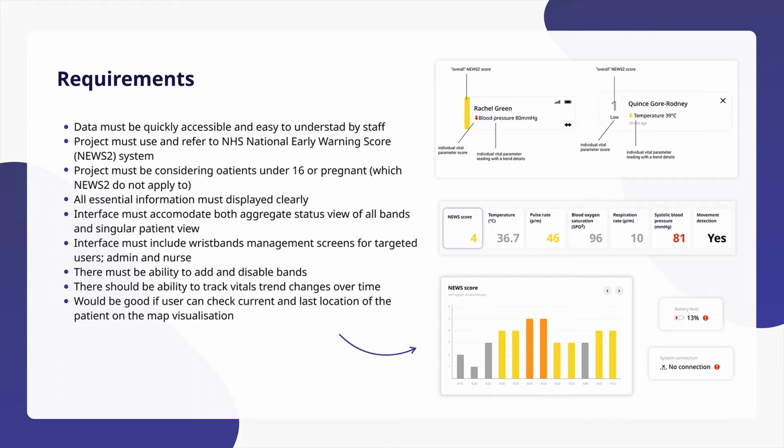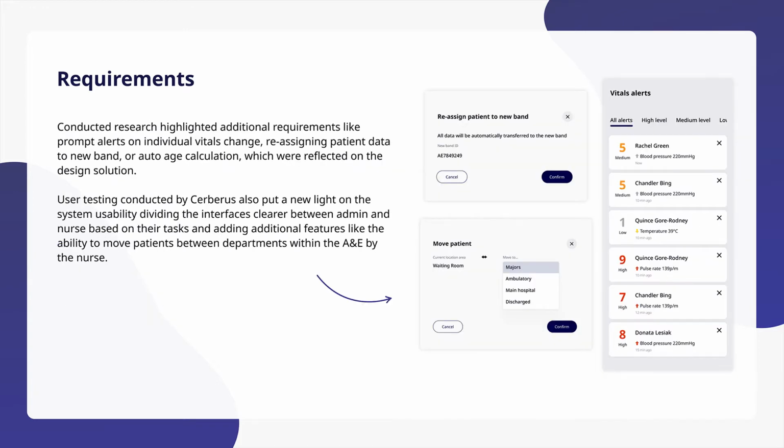There must be an ability to add and disable bands, and there should be an ability to track vital trend changes over time. Additionally, it would be good if the user could check current and last location of the patient on the map visualization. Conducted research highlighted additional requirements like prompt alerts on individual vitals change, reassigning patient data to new bands, or auto-age calculation, which were reflected in the design solution.